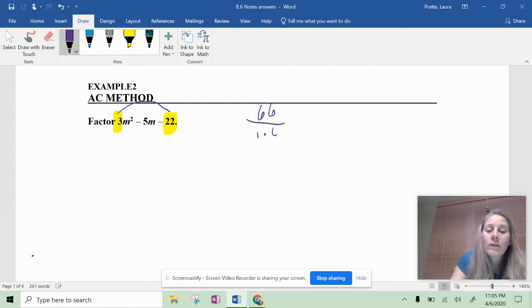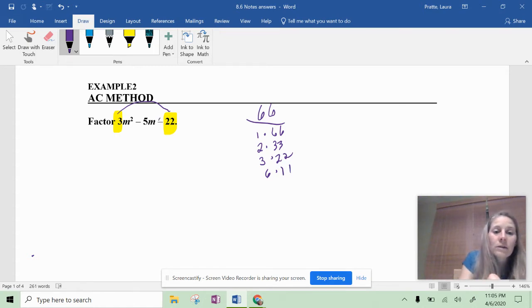So now use your factor sheet. Figure out what the factors of 66 are. And let's see, 6 and 11, I think. Now, do any of those pairs subtract to give you a 5? 6 and 11 subtracts to get a 5, right? But I really need a negative 5.